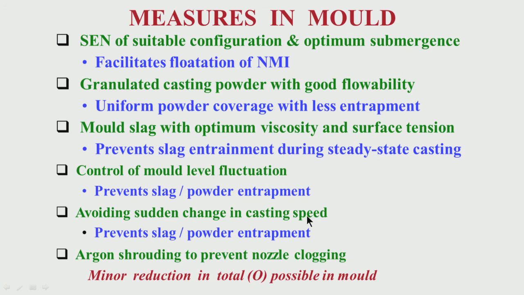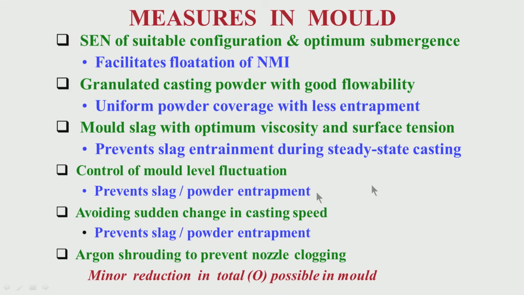Then where from fluctuation takes place, too much of sudden change in casting speed. Suppose you are casting at a speed of say 0.8 meter per minute. Now, suddenly if the speed increases to say 1.1 meter per minute, or suddenly it decreases, there is a problem. Too much of fluctuation will take place. That is called unsteady state of casting, which is not desirable. Steady state means you are casting at a particular speed without much of fluctuation. So, such non-steady state is not desirable. Too much of change in casting speed is not desirable.